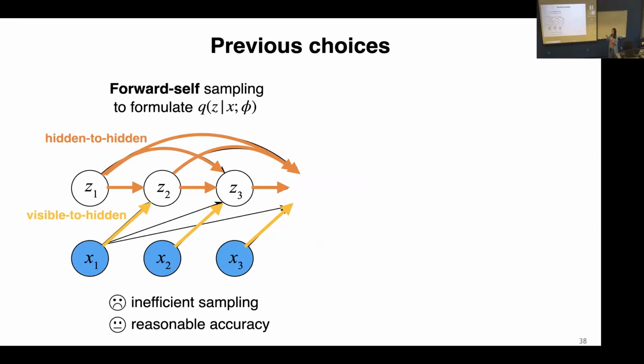The previous choice of Q distribution would be something we call forward, where you consider the influence from the history observation X and also the history hidden Z. Right? So you have the history dependence. The thing is, such a method is very inefficient in terms of sampling because you have to sample Z1 in order to sample Z2 in order to sample Z3. That's very inefficient. The accuracy is reasonable, it's not too good, which I will explain why that's the case.